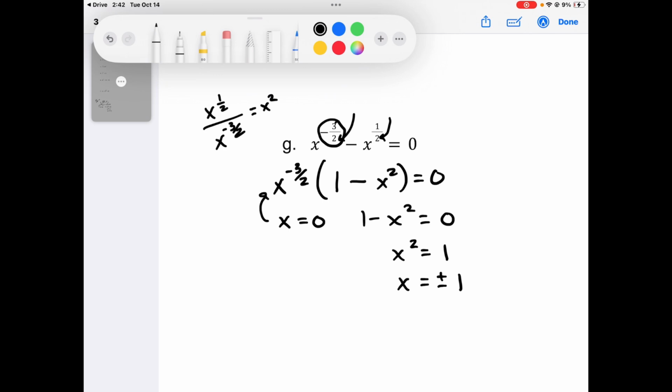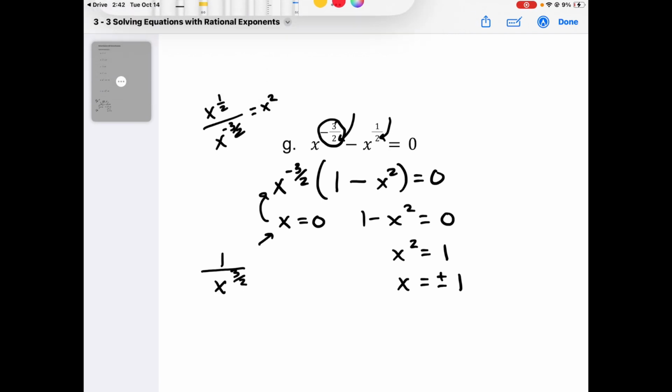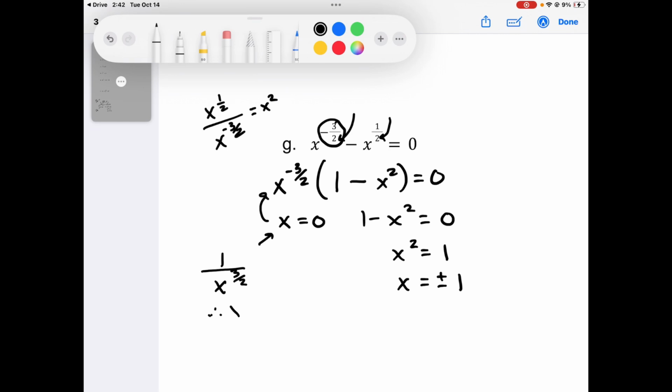So let's talk about the first answer, x equals 0. This first term is actually 1 over x to the 3/2. This means that x cannot equal 0. So that means that this answer is not valid. It's not in the domain. So I would say here, x is not equal to 0. That's one of my restrictions.